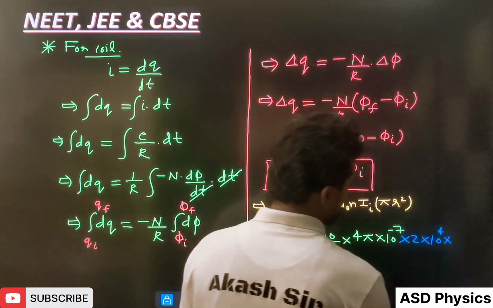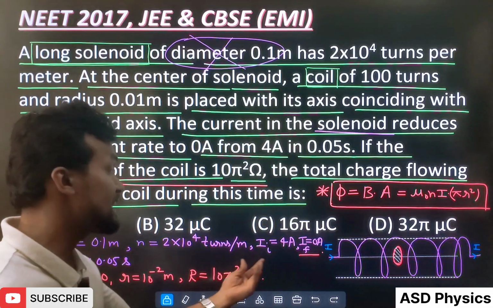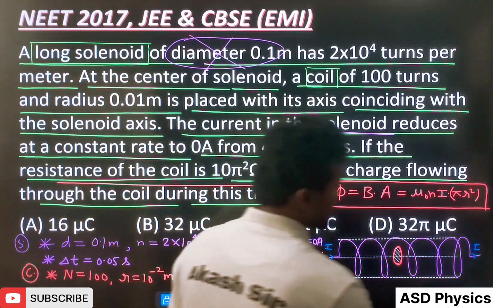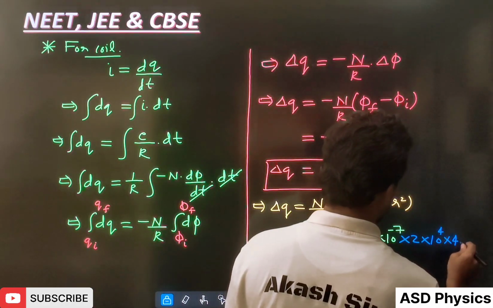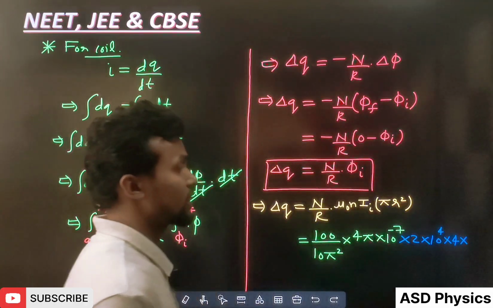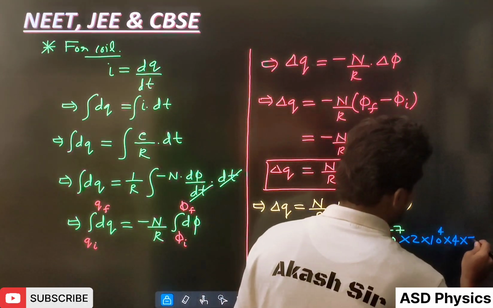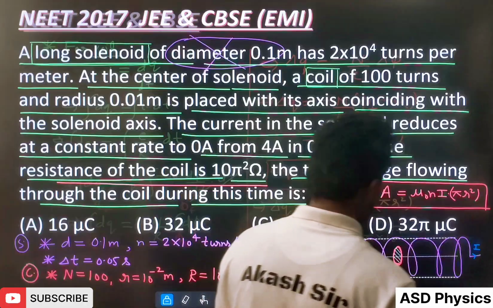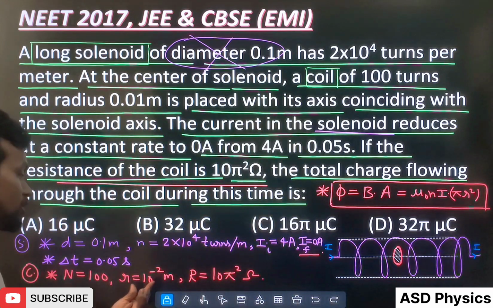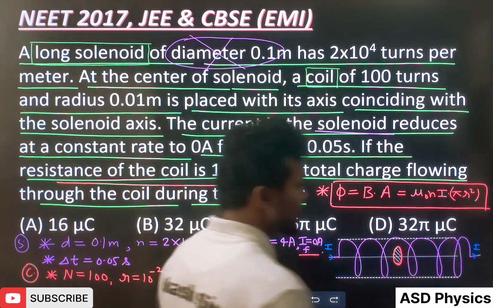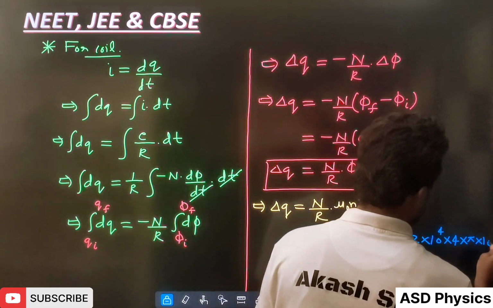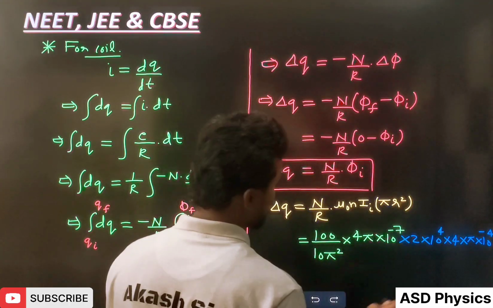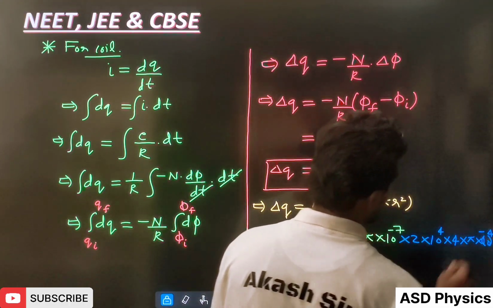Now, what is the initial current given here? I initial is 4 ampere. Initially the current is 4 ampere. So 4 into, after that, pi r square. This is pi into small r, and the radius of the coil is given as 10 to the power minus 2. We'll take the square, so this will become 10 to the power minus 4.